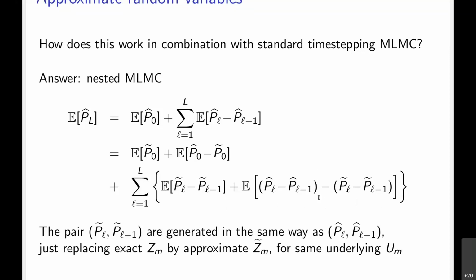So now we have this interesting four-way difference between true and approximate on levels L and L minus 1. The approximate ones are computed in exactly the same way as p hat L and p hat L minus 1. The only difference is I'm replacing the true normal random variables with the approximate normal random variables based on the same underlying uniforms.